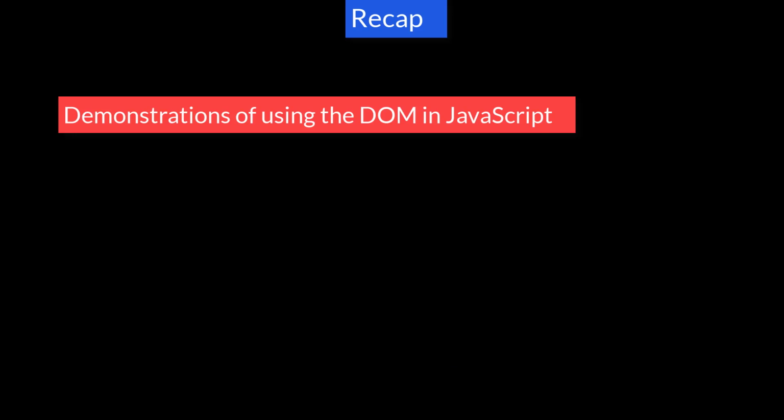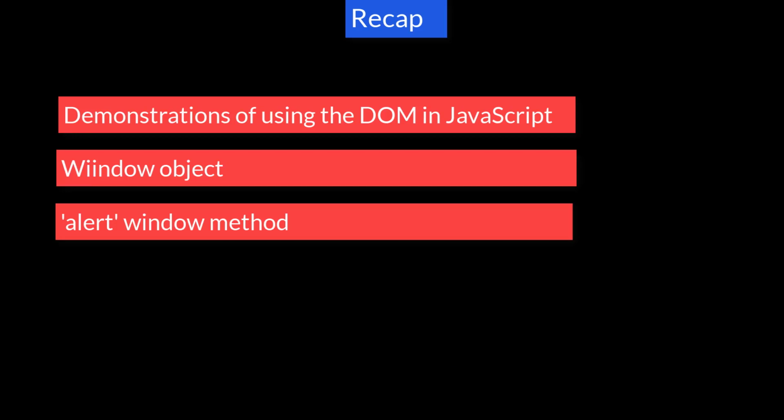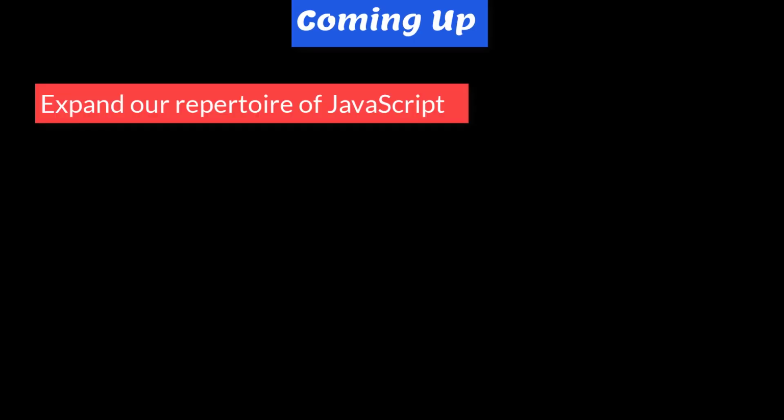In this session, we've demonstrated some applications for using the DOM and JavaScript, and we've introduced the window object and the alert method. In the next lesson, we expand our repertoire of JavaScript.